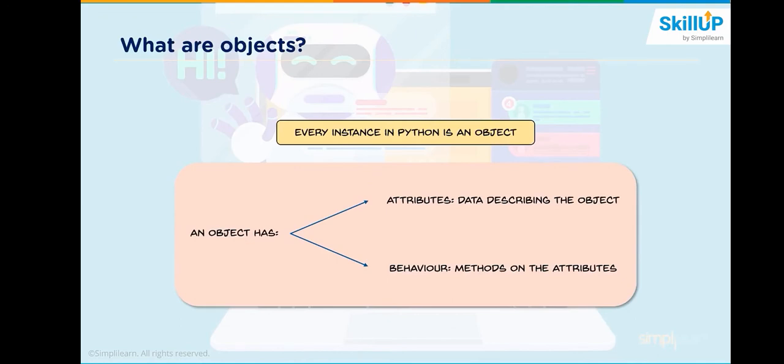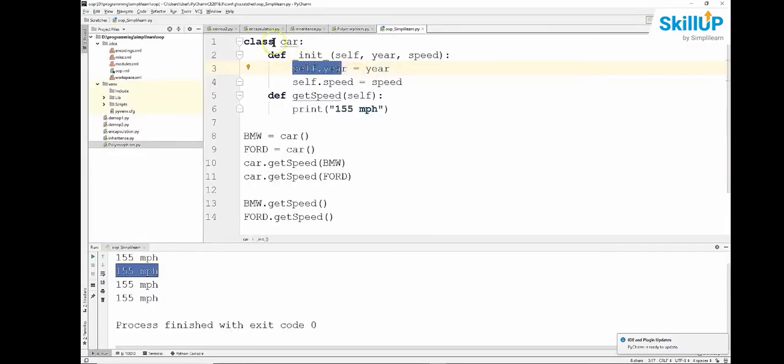And if you remember from our slide, an object has attributes, data describing the object, and a behavior, methods on the object. And so in our class or our template, we're going to initialize it with the year and the speed. But if we initialize it here, when we create the instance, we have to send that information so that it knows what the year is and what the speed is for the BMW and the Ford. And that means when we create this instance, let's go ahead and do 2018. Maybe this is the maximum speed that shows up on the speedometer, I don't know. But 2018, and we'll put it at 155 miles per hour.